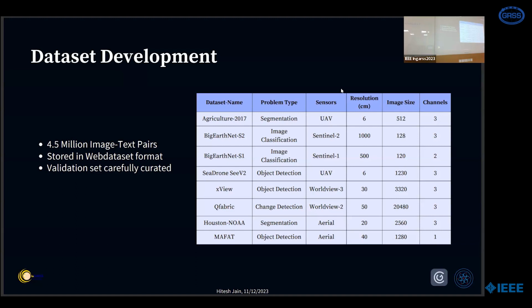The image size varies a lot. To make it uniform, we used patchification techniques to take 512 by 512 patches from each image, and we created a dataset of around 4.5 million image-text pairs. This dataset was stored in the WebDataset format, which is well known for distributed training. For the validation set, we have taken around 1% of the whole dataset, and we have carefully curated it such that there are no overlapping samples, and the validation process can be seen clearly.